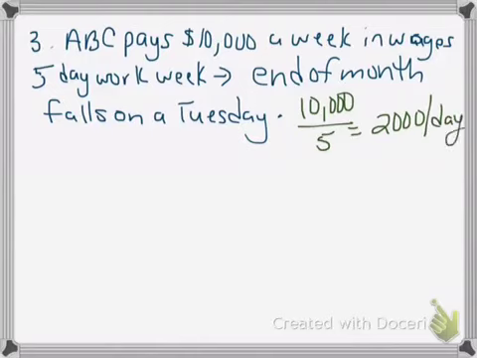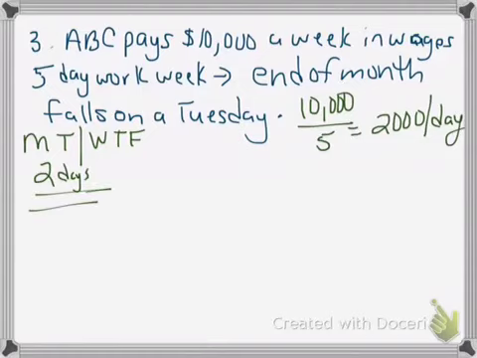So, if it falls on Tuesday, we have Monday and Tuesday that's in one month. We have Wednesday, Thursday, Friday that's in the next month. So this gives us 2 days for this month that we need to accrue. So we would take that $2,000, multiply it by 2, and we would have $4,000 that we would need to accrue.